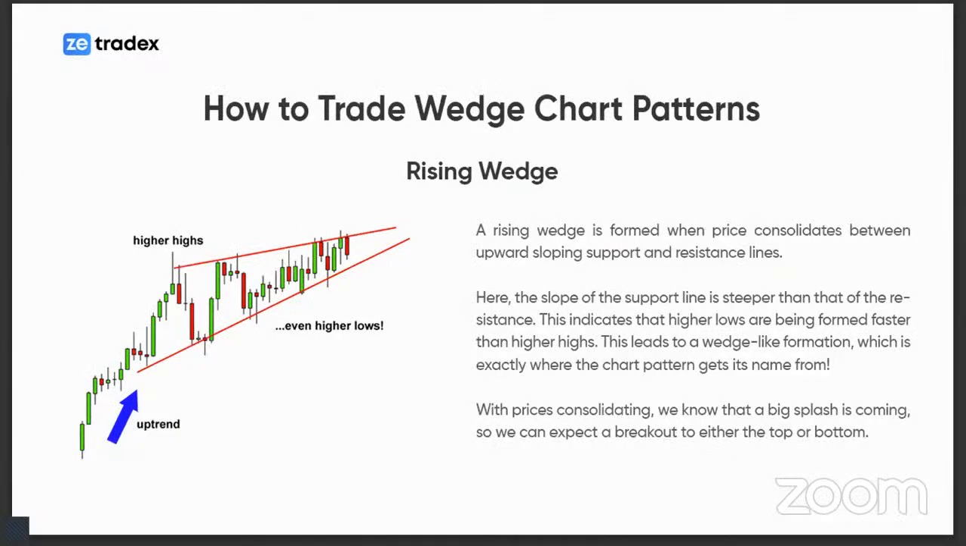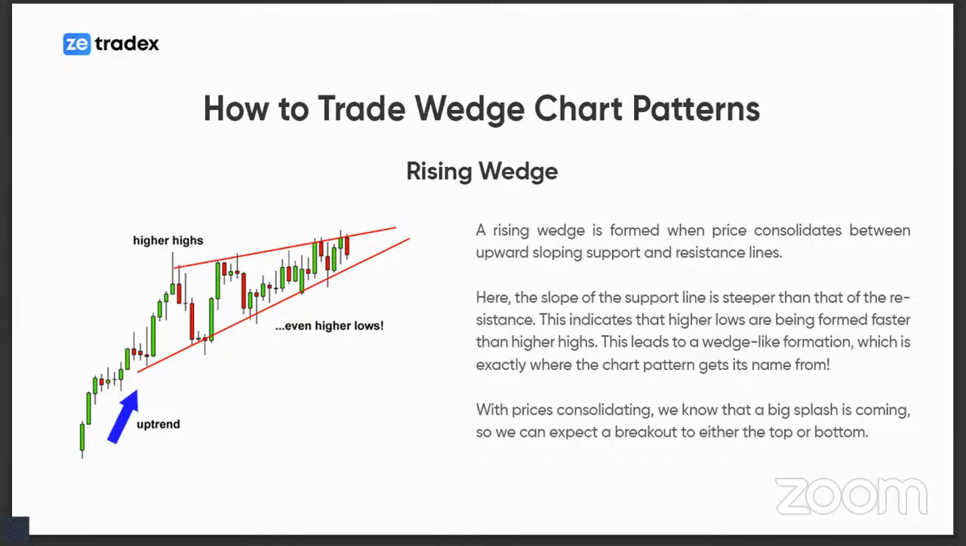How to trade wedge chart patterns. This is a rising wedge. The rising wedge is formed when price consolidates between an upward sloping support and resistance line. Here, the slope of the support line is steeper than that of the resistance. This indicates that higher lows are being formed faster than higher highs. This leads to a wedge-like formation, which is exactly where the chart pattern gets its name from.